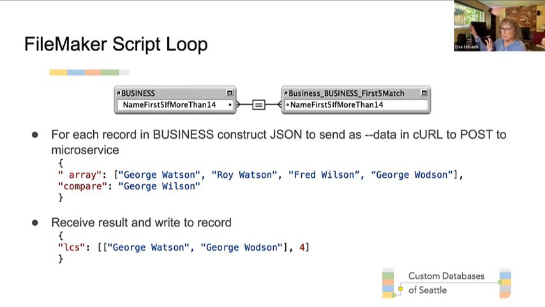as the data component of a curl post request to ask what is the match for a comparison of a name from business to an array of names from this other matching business table occurrence. So I want to create a JSON object like this, and then receive a result that should look something like this.